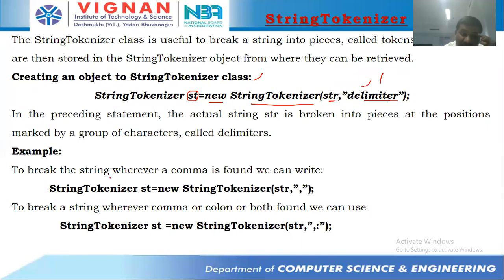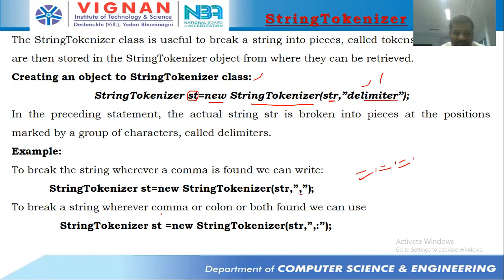For example, to break a string wherever a comma is found, we can write a string tokenizer object like this: StringTokenizer st = new StringTokenizer(str, ","). That means if a comma appears, some data comma, then some data comma, then some data comma, the string is going to be divided from the beginning to the first comma, then from this comma to the next comma, and then to the next comma. Like that the string is divided, because here the delimiter is a comma.